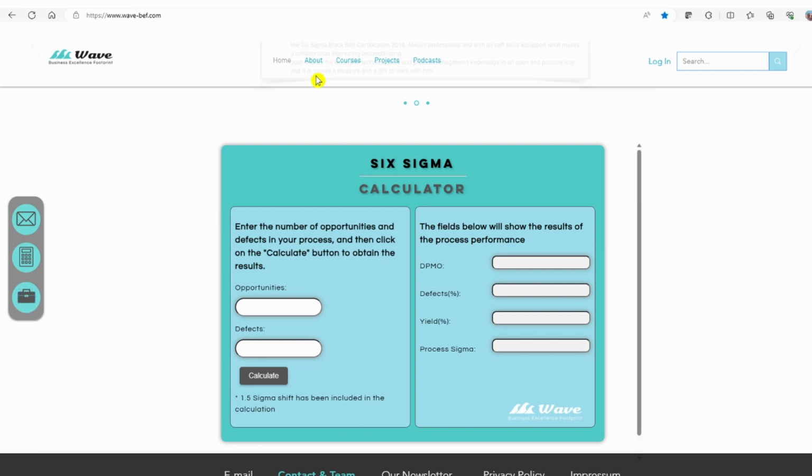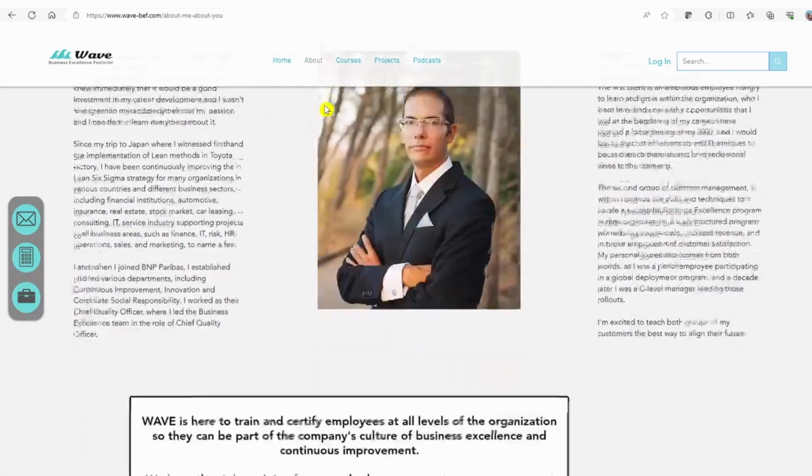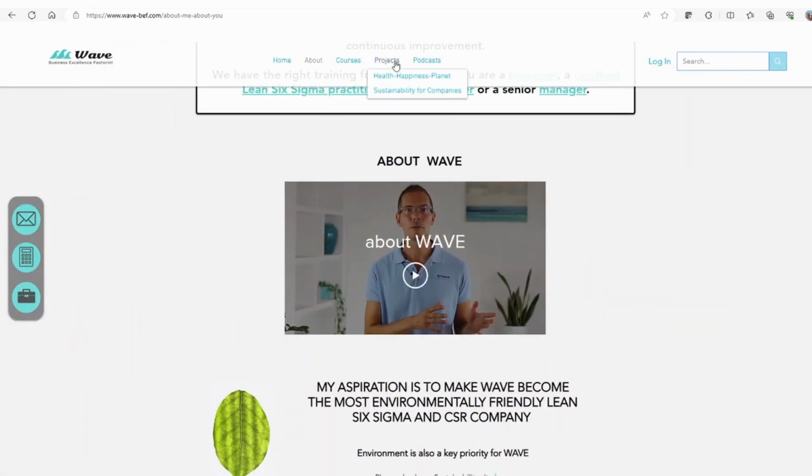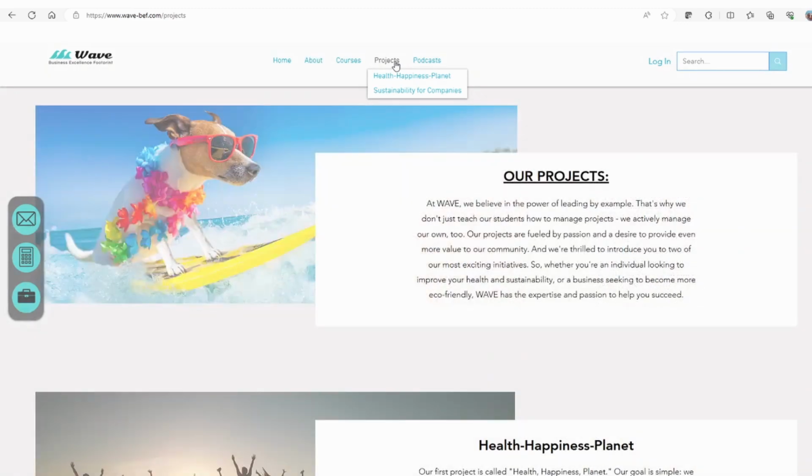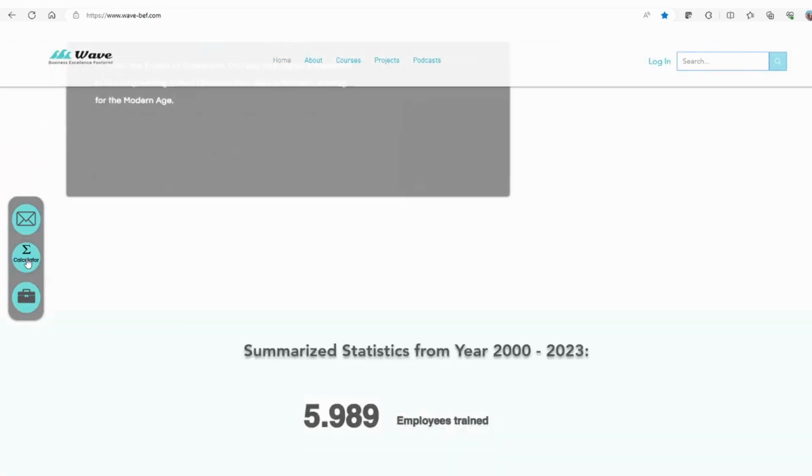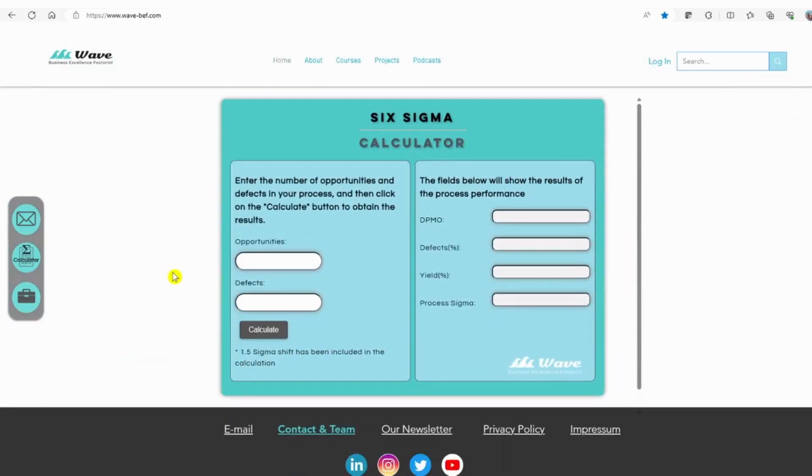If you want to go to any other area of the website, for example the about page, and look around, or if you are on the projects page, then you will always find on the left side that icon to go straight to the calculator. So let's click here on Six Sigma calculator, and it's going to take us to the home page and scroll down automatically all the way to the calculator, where we are able to input the number of opportunities that we have in the process.